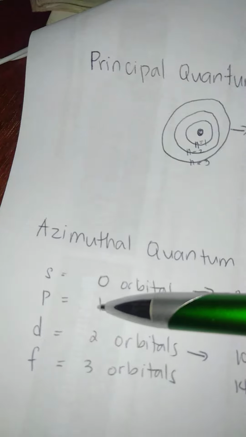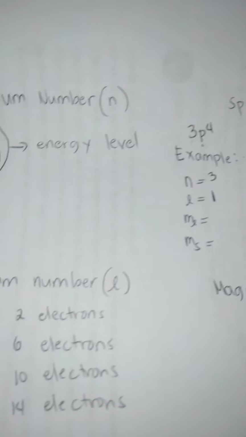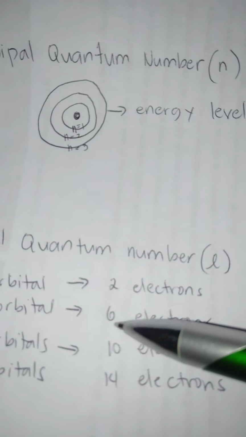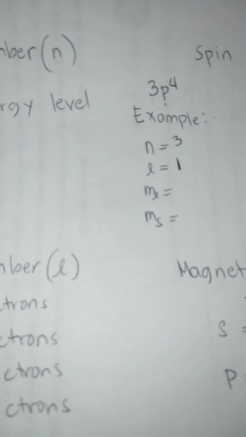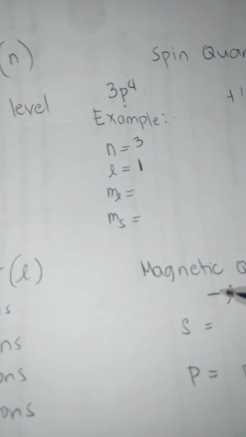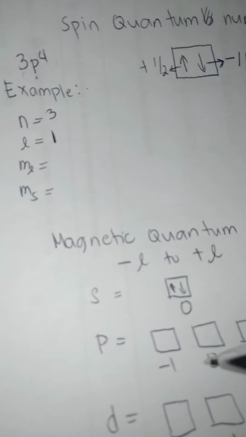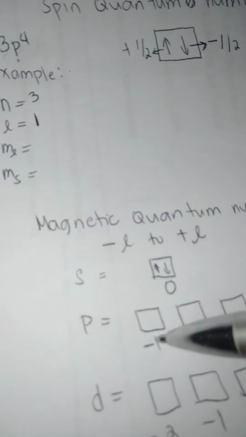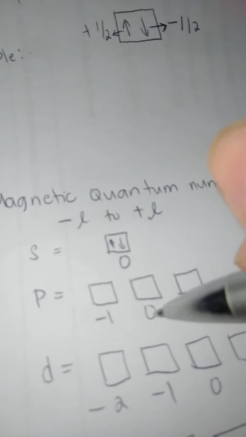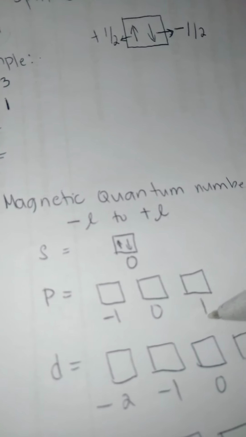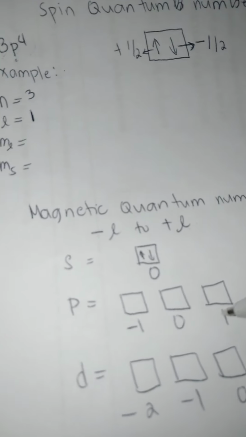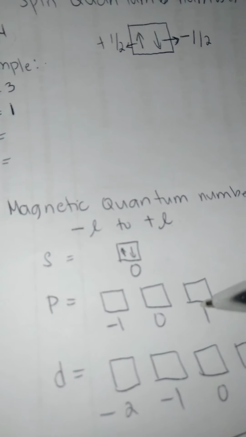Okay, next is letter P. We have 3 orbitals, and it can occupy 6 electrons. Why? Because it says here that it goes from negative L to positive L. We will start from negative 1, and then 0, and then 1. How are you going to put the electrons there?